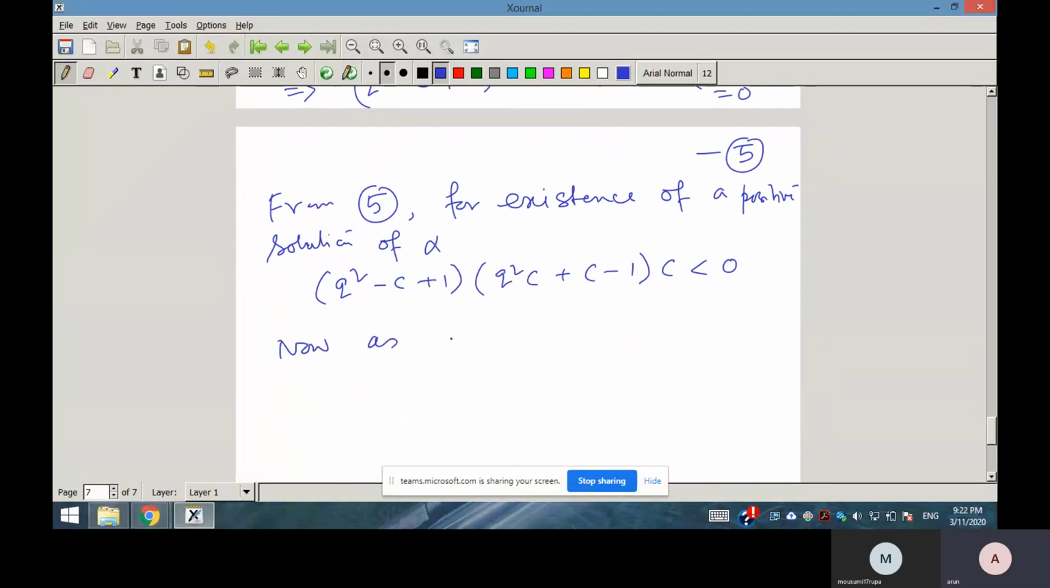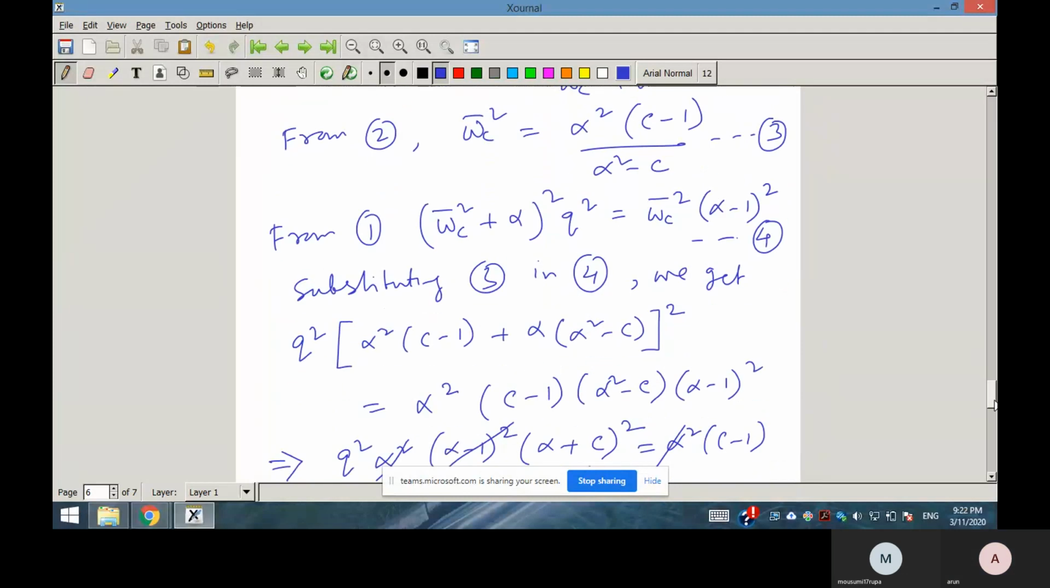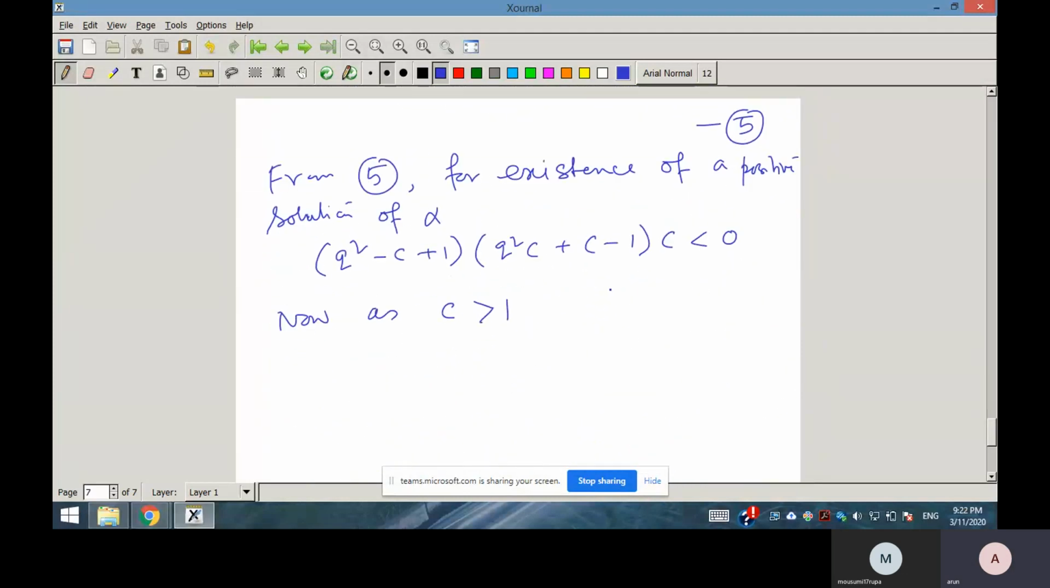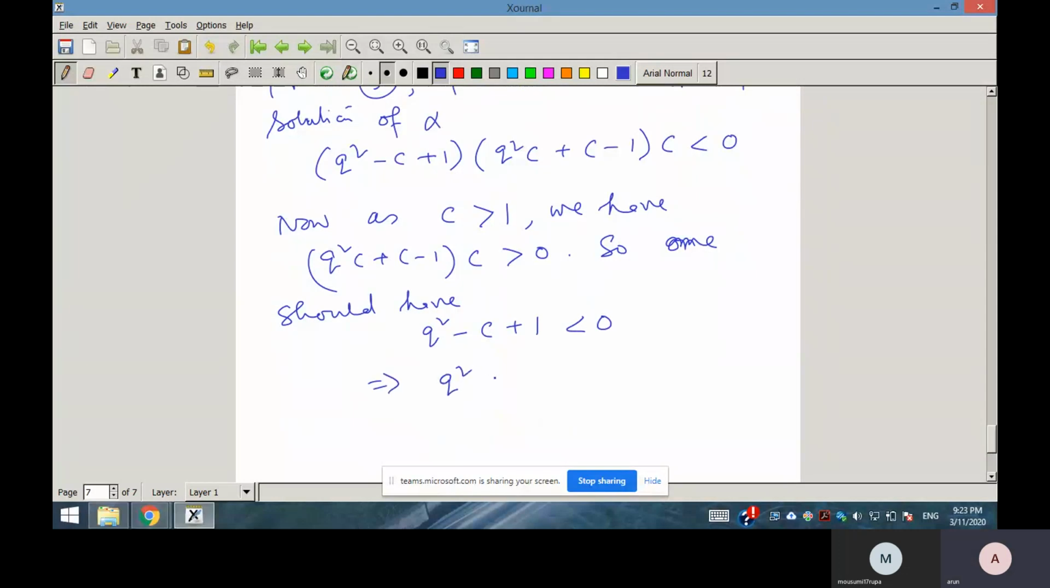Now as c is 10 to the power Mc by 10, Mc is greater than 0, so c is greater than 1. As c is greater than 1, we have this term q square c plus (c minus 1) into c greater than 0. So one should have q square minus c plus 1 should be less than 0. So this implies your q square should be less than c minus 1.